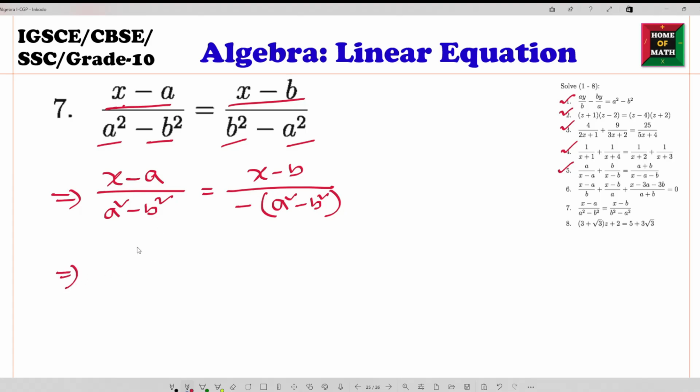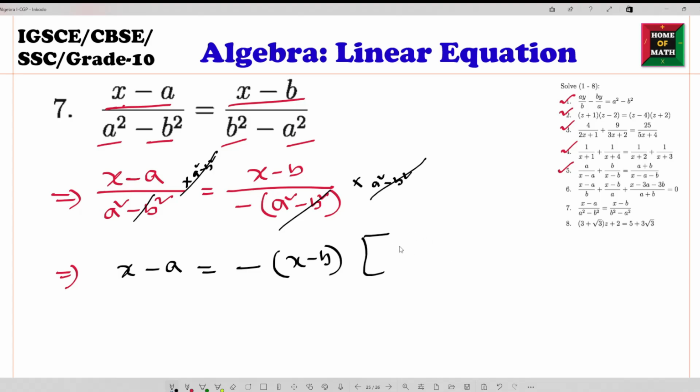We can multiply both sides by a square minus b square. How? Look, once we multiply this one by a square minus b square, and also here a square minus b square, this one and this one, this one and this one will cancel out. So we can write x minus a equals minus x minus b. As a side note, we multiplied both sides by a square minus b square, right?